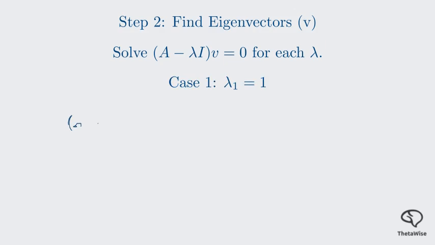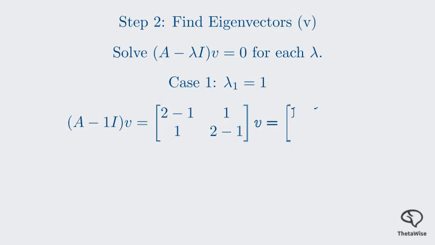We substitute lambda equals 1 into our matrix A minus lambda I. This gives us [1, 1; 1, 1]. We need to solve [1, 1; 1, 1] times v equals the 0 vector. This matrix corresponds to the system of equations v1 plus v2 equals 0 and v1 plus v2 equals 0. These are the same equation. This is expected as the matrix is singular.